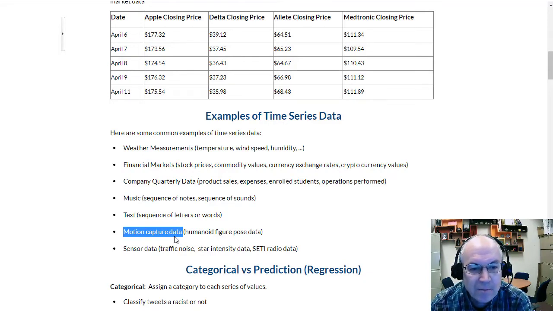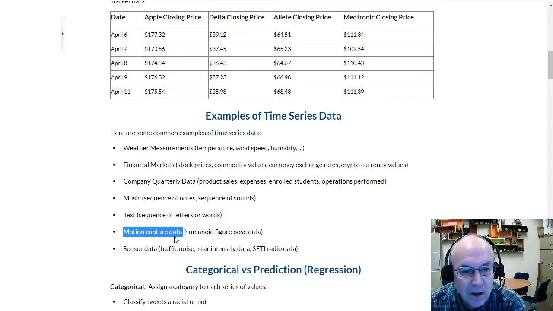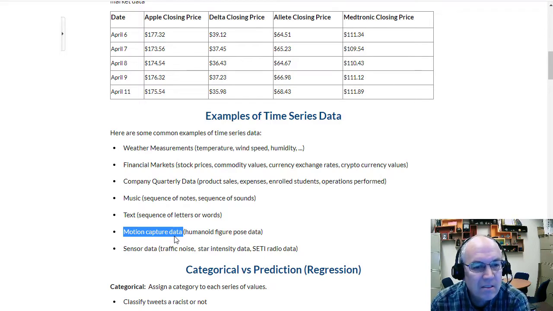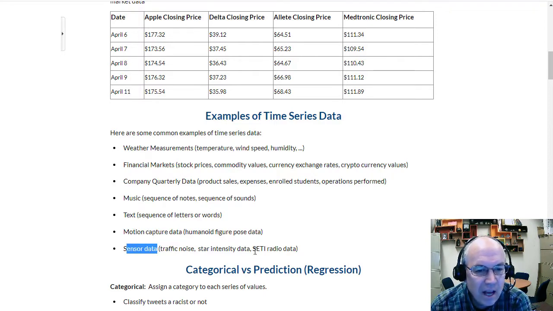exercise. We have a motion capture lab on campus at the physical therapy department that tracks gaits, especially irregular walking and standing gaits for people in therapy. We generally record the position of the different joints in the body over time at regular intervals for that. And any sensor data, traffic data, stellar intensities, SETI radio data, any sort of sensor out there is generally reporting out data at a regular interval. And it is often important that the order or the sequence of the data is kept.